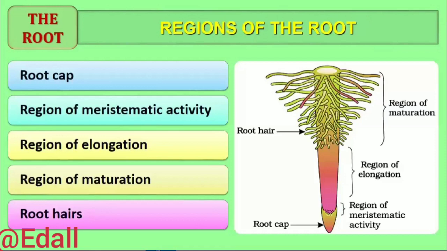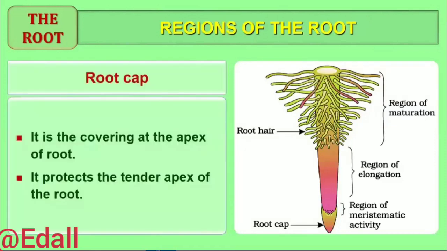5.1.1 Regions of the root. The root is covered at the apex by a thimble-like structure called the root cap. It protects the tender apex of the root as it makes its way through the soil.